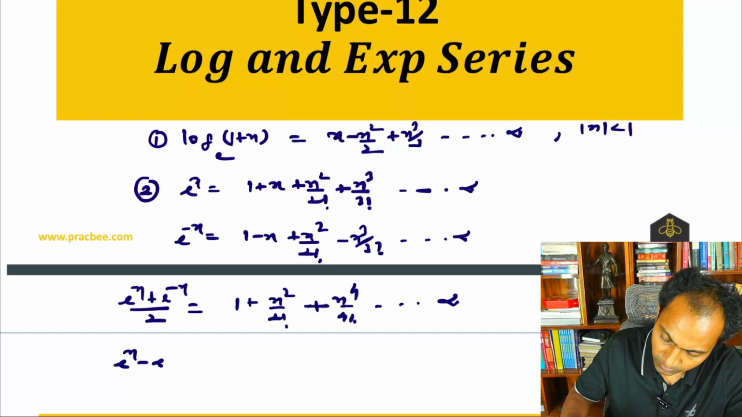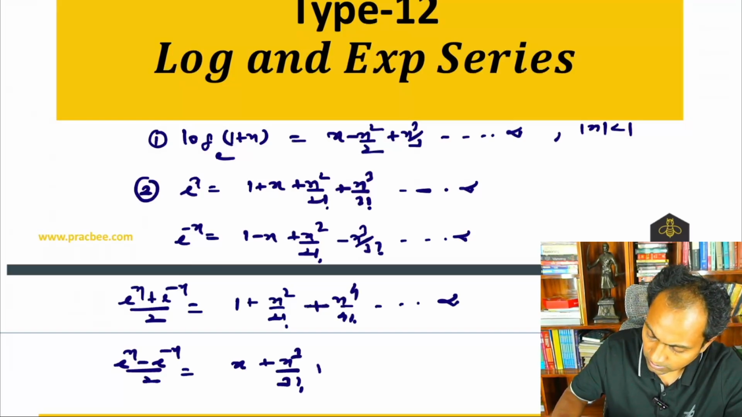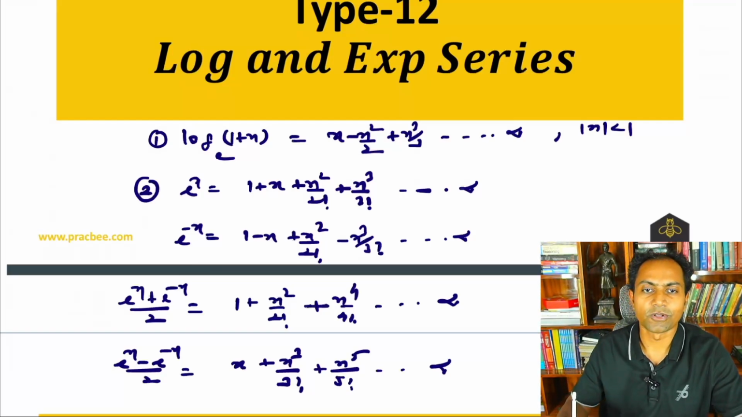And e raised to the power x minus e raised to the power minus x, divided by 2, will be equal to nothing but x plus x cube by 3 factorial plus x raised to the power 5 by 5 factorial till infinity. Now see, this is the basic theory that we need to know in solving all such kind of questions.